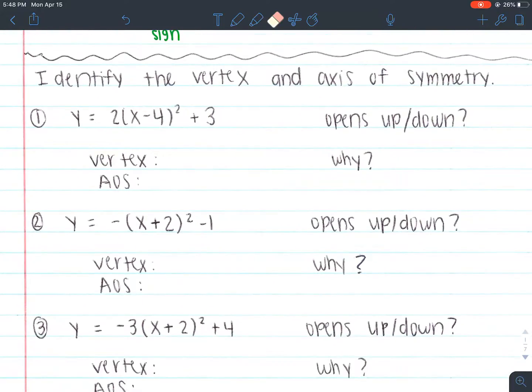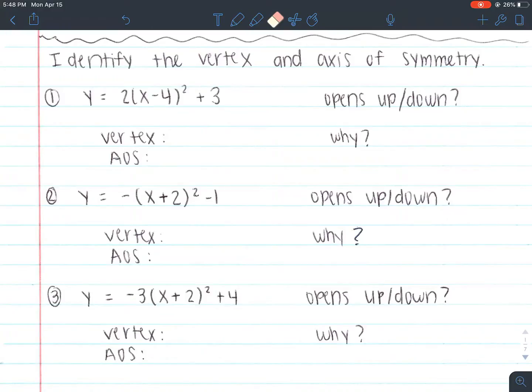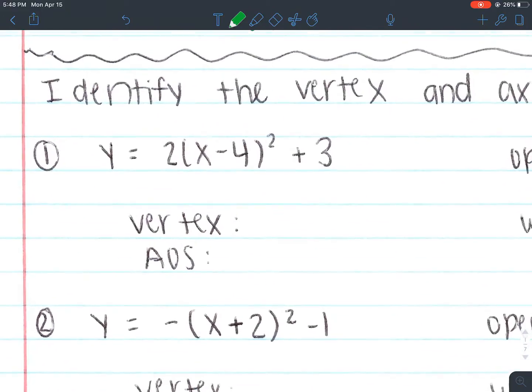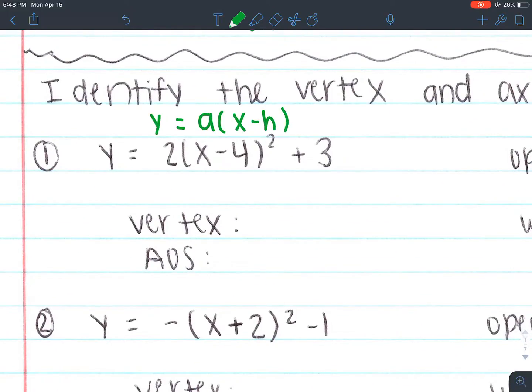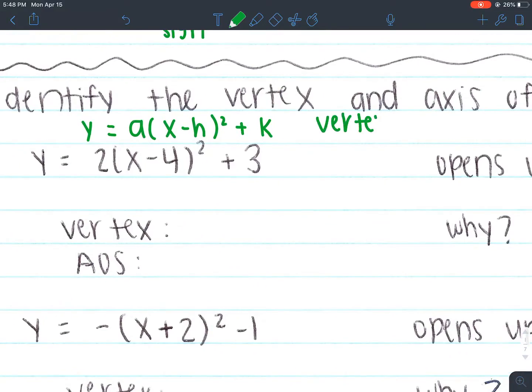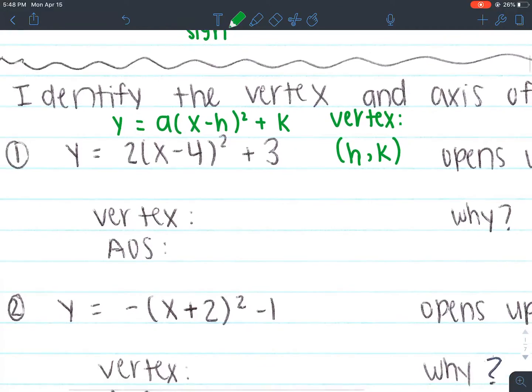All right, so let's go ahead and practice this. We're going to identify the vertex and the axis of symmetry. Remember, it's called vertex form because it clearly gives us the vertex. We don't even need to graph to find the vertex. So let's look at number 1. I know that vertex form is this, so I'm going to go ahead and write that down. And I know that my vertex is h comma k.